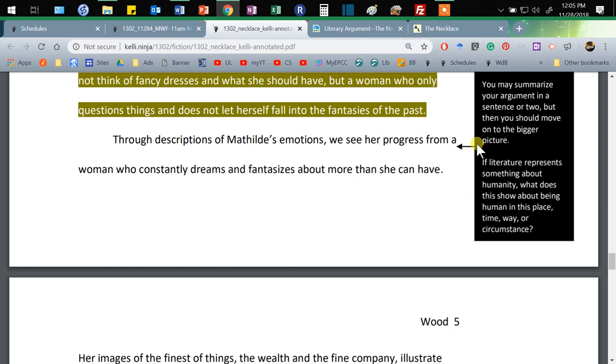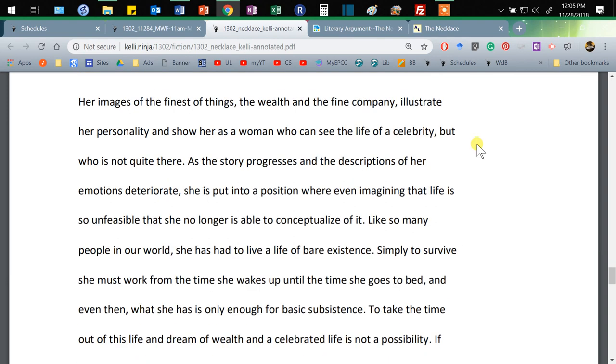Through description of Mathilde's emotion, we see her progress from a woman who constantly dreams and fantasizes about more than she can have. Her images of the finest things, the wealth and the fine company, illustrate her personality and show her as a woman who can see the life of a celebrity, but who is not quite there. As the story progresses and the descriptions of her emotions deteriorate, she is put into a position where even imagining that life is so unfeasible, she is no longer able to conceptualize of it. Like so many people in our world, and so here's where I'm going from Mathilde, from the necklace, this story that was written in the late 1800s, to us, today, to the Kardashians, right?